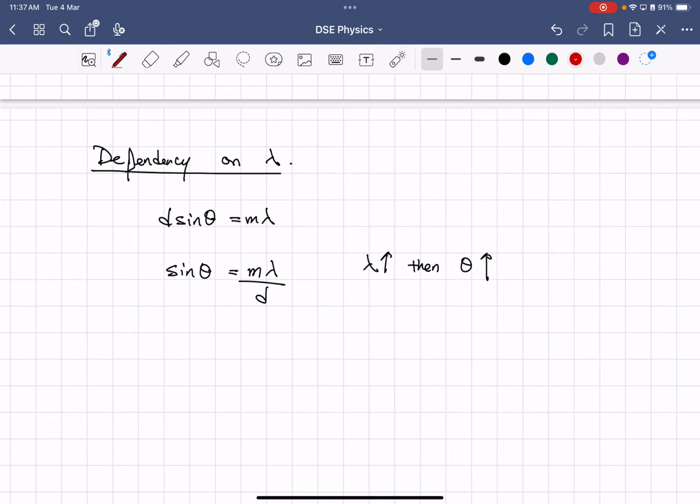Now, this goes back to the idea again, if you use red light at first, and then you use violet light or blue light. Yeah, sorry, it's the other way around. So if you are using violet light at first, and then you use the red light instead, that means you increase the wavelength. Then you should see that the maxima will now spread out with a larger angle theta.